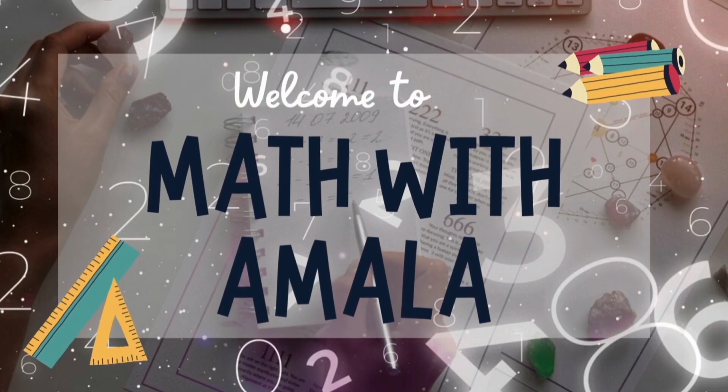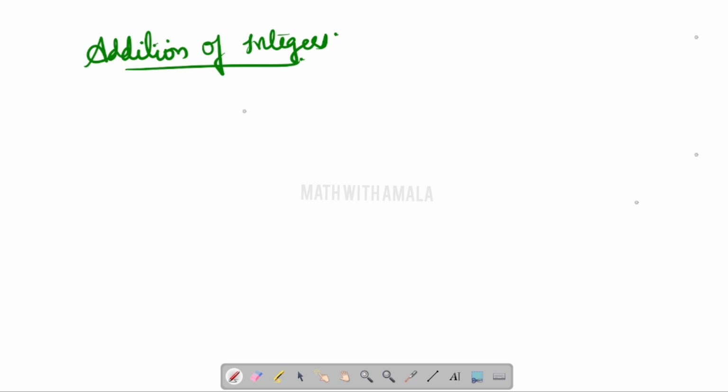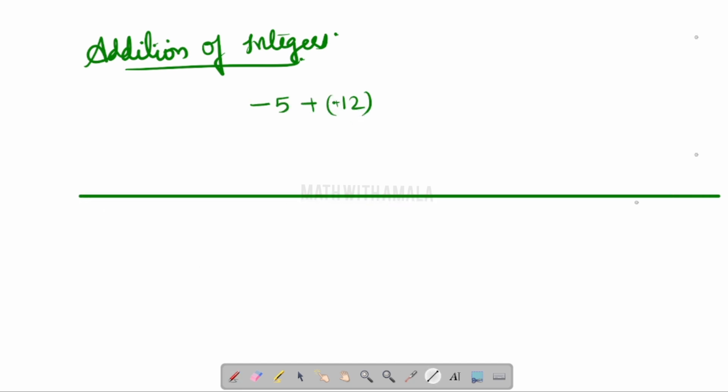This is part number 2 of grade 6 chapter number 6, integers. Here we deal with the addition of integers, and we complete half of the whole content. Addition of integers covers negative plus negative, positive plus negative, negative plus positive, and positive plus positive.